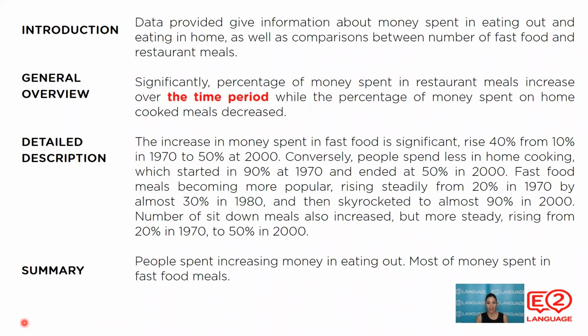Okay, the definite article and adjective noun is the time period. So here the time period is the noun. What kind of period? The time period. And yes, the increase in money, the increase, this would be article noun. Here we have article noun, and here we have article adjective noun.